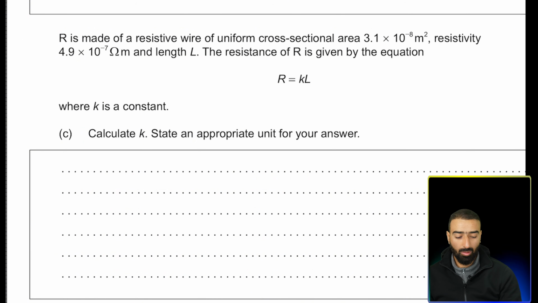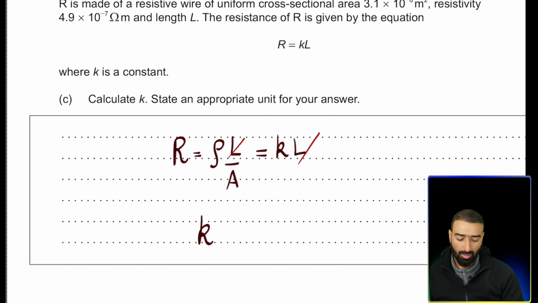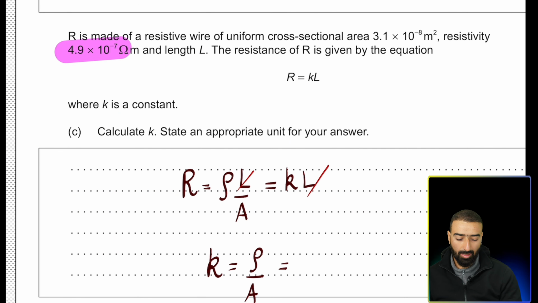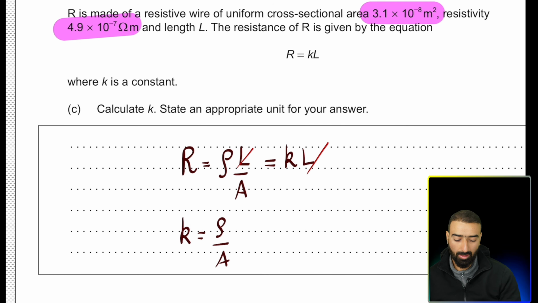We already know the equation of resistance. Resistance is equal to resistivity times length over area, and this has to equal K times L. That's given to us. So equating this to KL, L and L go away, and we have the equation for K. K equals resistivity over area. Resistivity is given to us and the area is given to us as well.